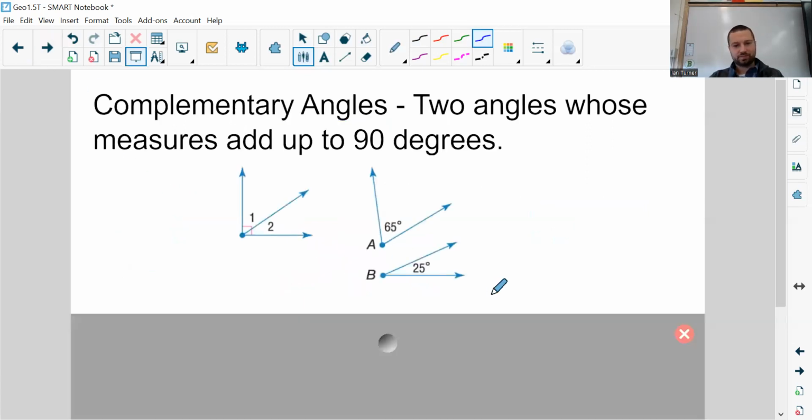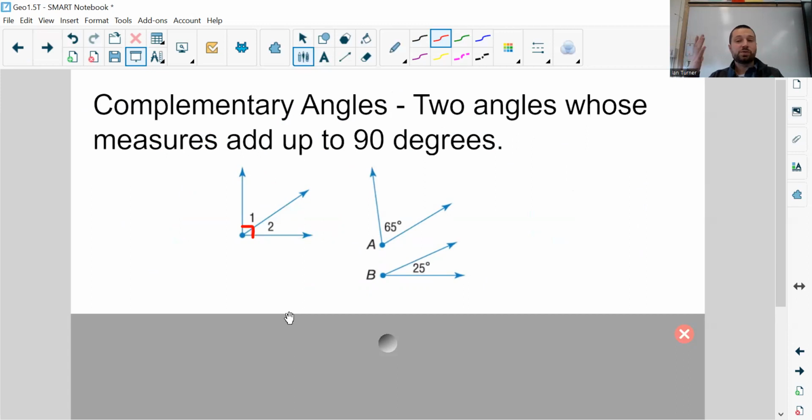Moving on. Okay, now we have another angle pair, which is complementary angles. Complementary angles are two angles whose measures add up to 90 degrees. Okay, so pause, write that down if you need it. So they form a right angle, right? We got our little right angle box over here on the 1 and 2. So we know these have to add up to 90.